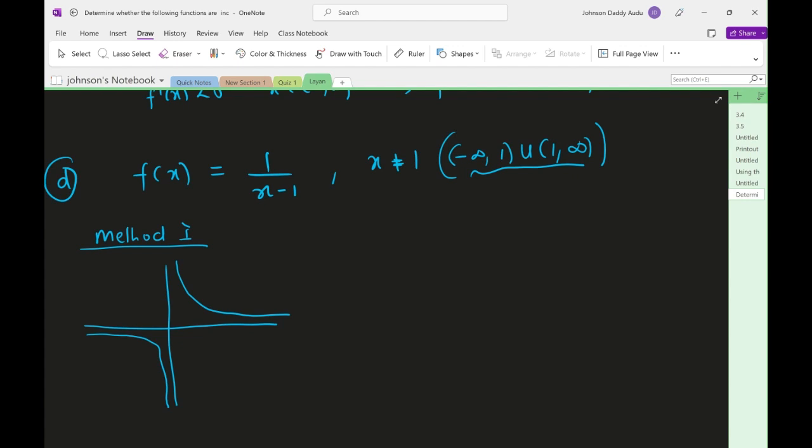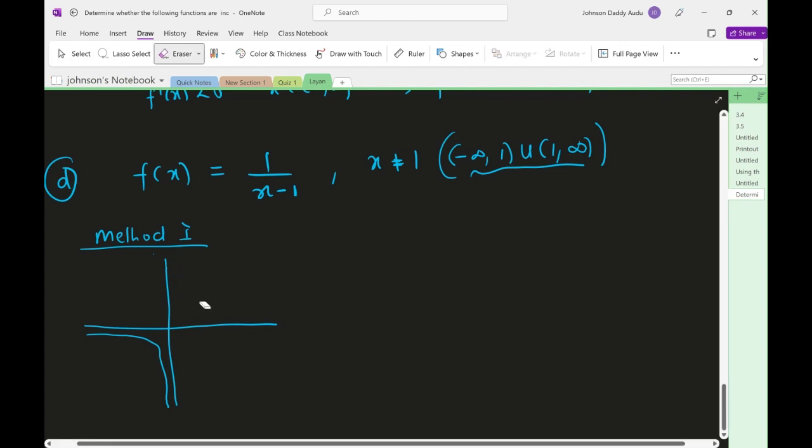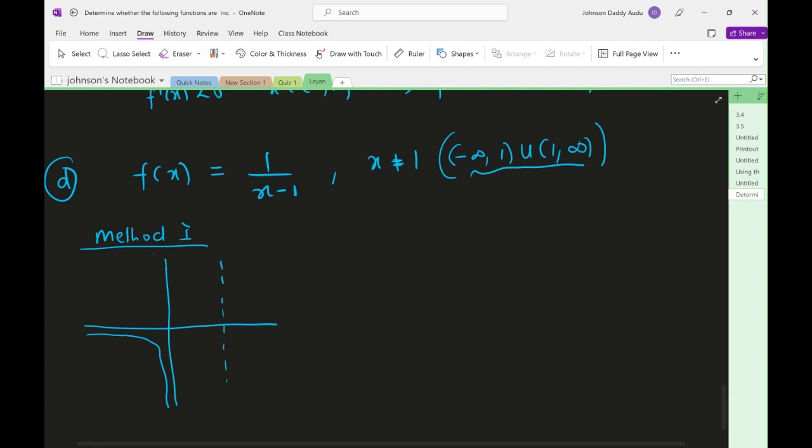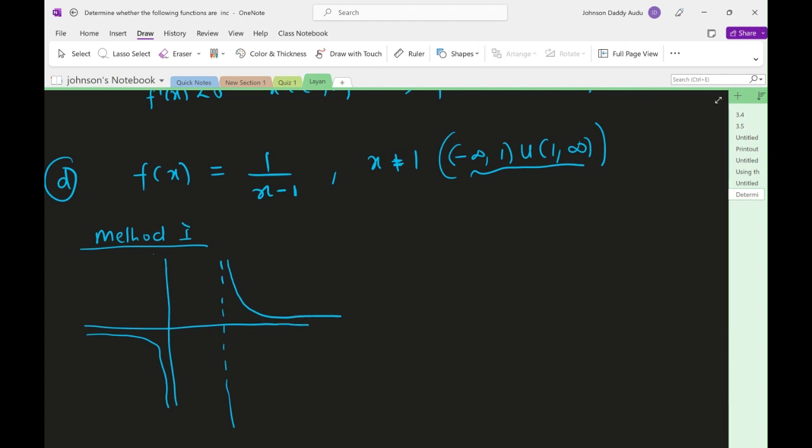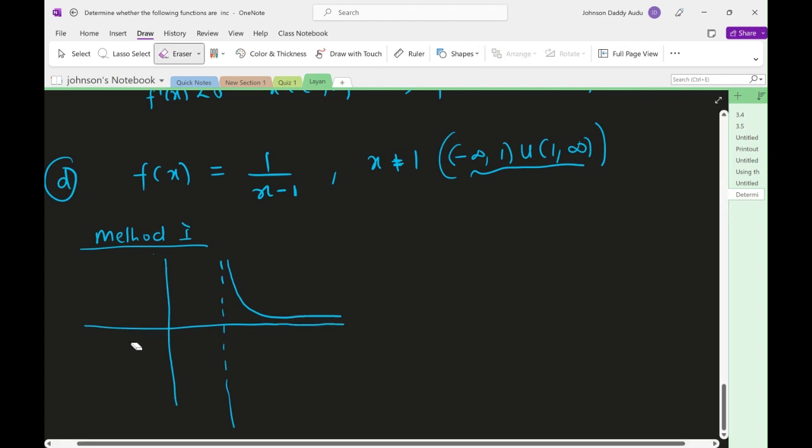That's it. This is the graph of 1 over x, but now you have -1, so you need to shift everything 1 unit to the right. Here you can see the vertical asymptote is at 0, but if you go to the right now, the vertical asymptote will no longer be at 0. The vertical asymptote will be at 1. So you're going to have something like this, and this part, you also need to move it like this.